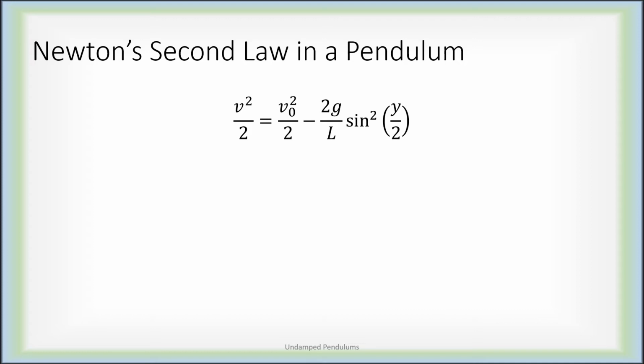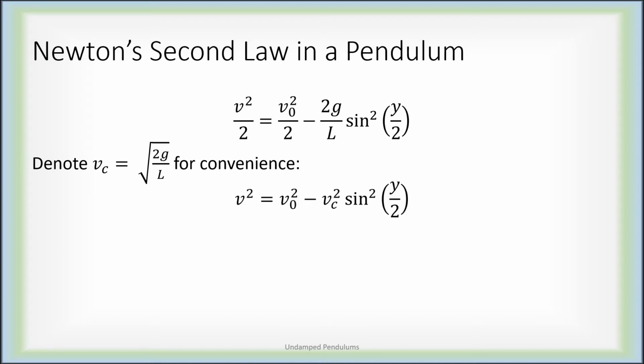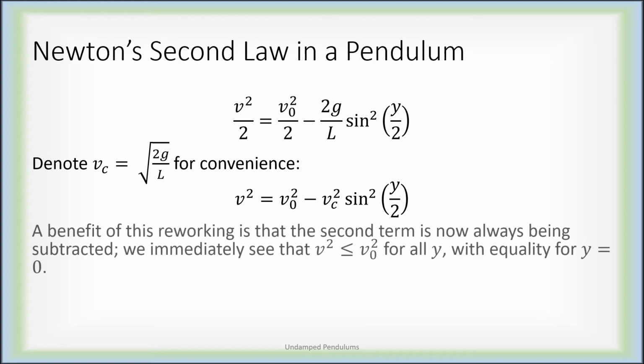So a half-angle formula has gotten us here. Now for convenience, I'm going to denote v sub c to be the square root of 2g over L. That allows me to replace 2g over L with vc squared. Why would I want to do that? Well, this term is now something squared times something squared. It's definitely a positive number. So I have v naught squared minus something positive. What we see is that v squared is definitely less than or equal to v naught squared, regardless of the angle y.